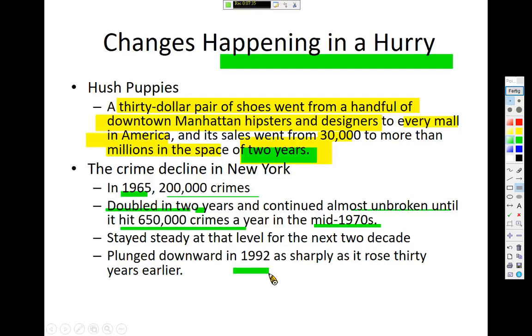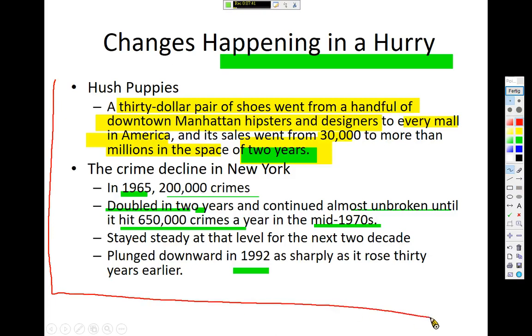Let me draw a picture for you. You could have a good idea about what happened to this. So first one, this is 1965. This is about 200,000. So this is the number. But let's look here.